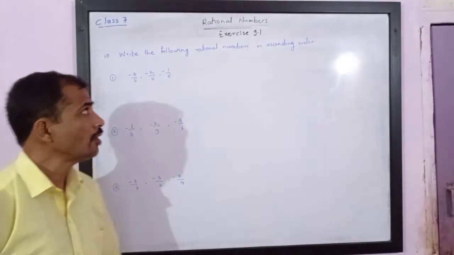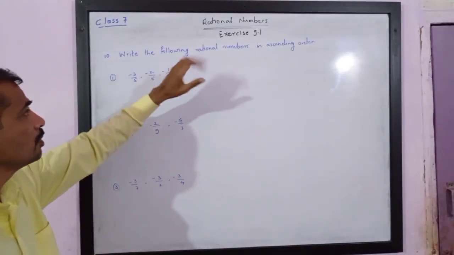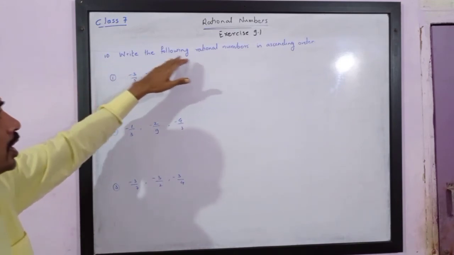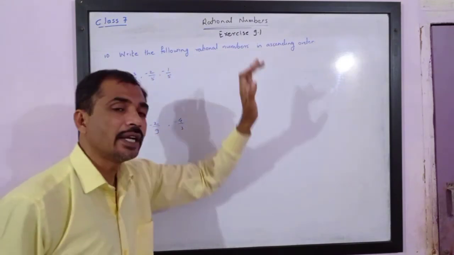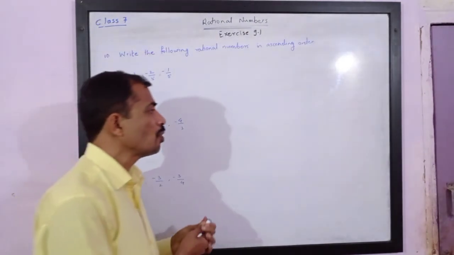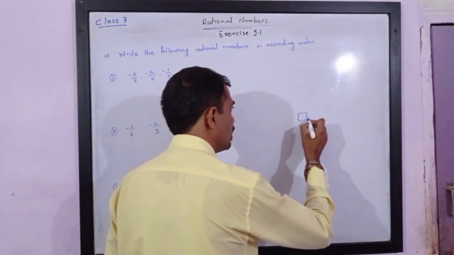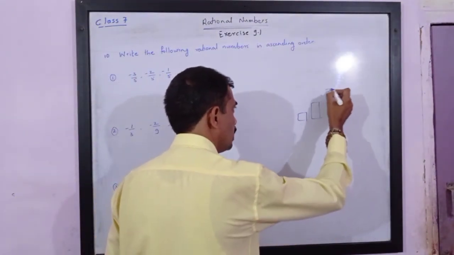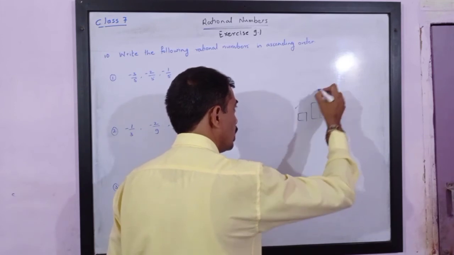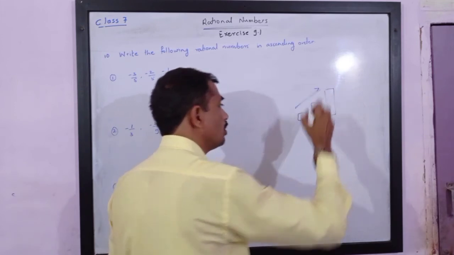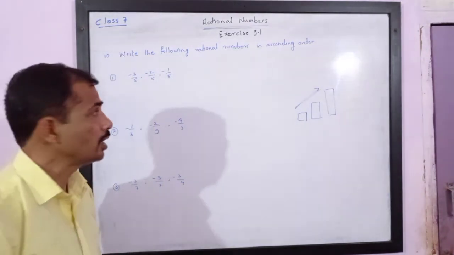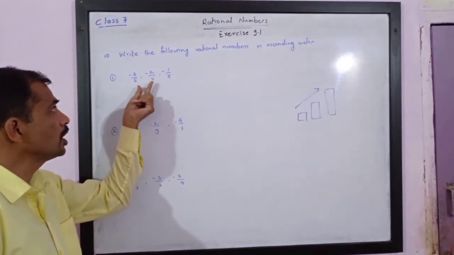Dear friends, we have next 10th question and last question from this exercise. Write the following rational numbers in ascending order. Ascending order means smaller number must be written first, then the bigger number. So, increasing order, we need to write the numbers in increasing order. Now, we can do the comparison.